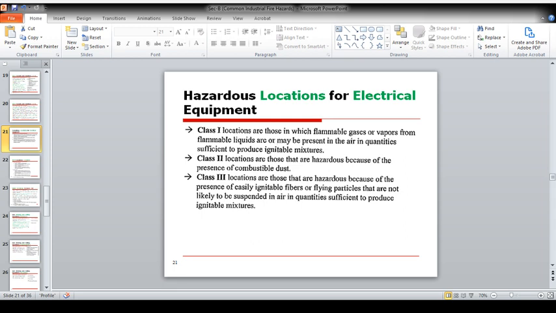Whereas Class 2 locations are those that are hazardous because of the presence of combustible dust, and Class 3 locations are those that are hazardous because of the presence of easily ignitable fiber or flying particles that are not likely to be suspended in air in quantities sufficient to produce ignitable mixtures. So you are seeing different types of locations for electrical equipment, and eventually we'll see a table for all these three different types of locations.